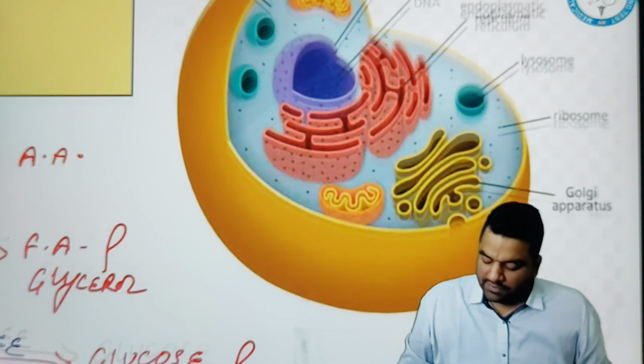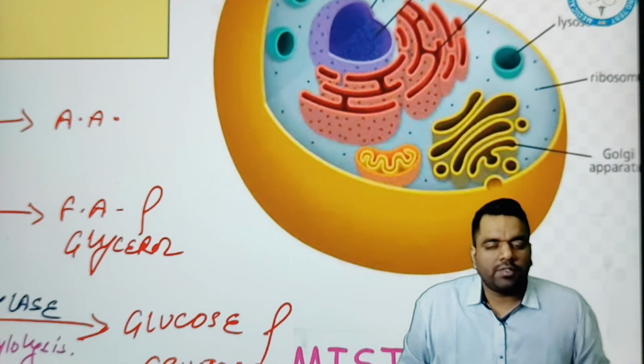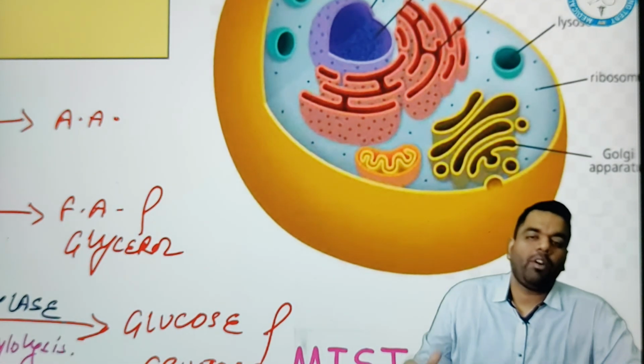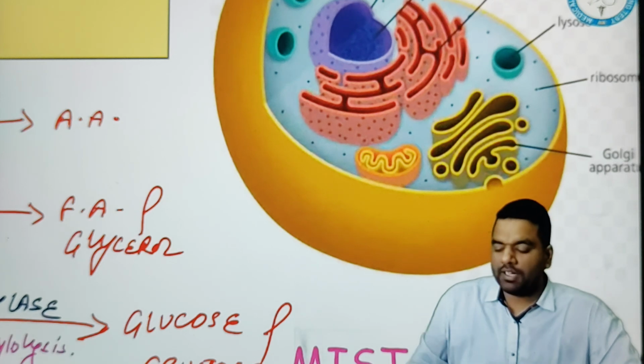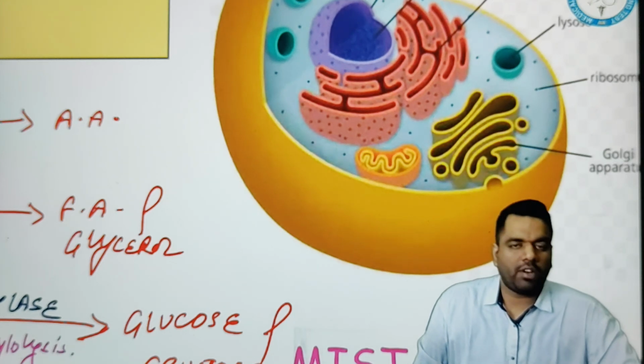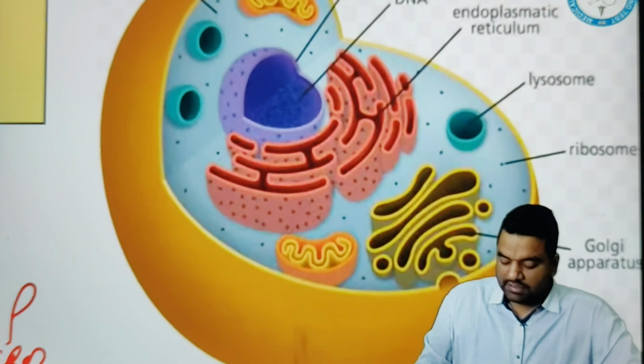right? Now after that, what will happen when this fatty acid is formed? When this fatty acid is formed, it will enter into the cell, and again with the help of the smooth endoplasmic reticulum, this smooth endoplasmic reticulum will do the lipid synthesis and make the new lipid product using this fatty acid.